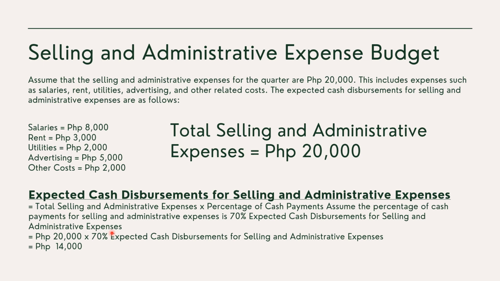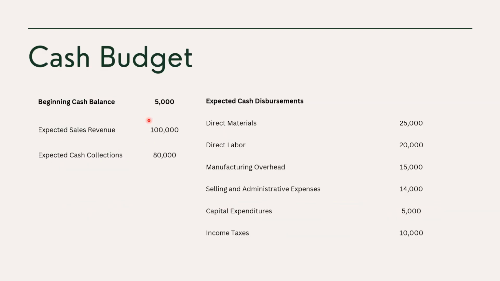Okay. So now, we have the cash budget. We are already done with our sales budget and our production budget. Now, we'll proceed with the preparation of the cash budget. Assume the following information is available for the quarter. So, yung cash budget natin, class: cash receipts, cash disbursements. Okay? Cash receipts, I repeat, cash receipts and then cash disbursements.